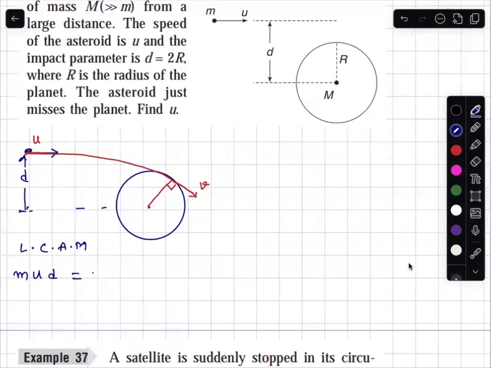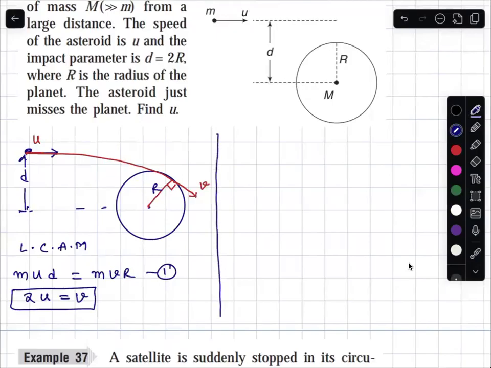It is equal to mvr, equation 1. Why again d? That is the first part. So therefore, wherever I have v, I can use, and one more, d is given as 2r. Wherever I have v, I can use it as 2u. Right, done. Now, law of conservation of energy.